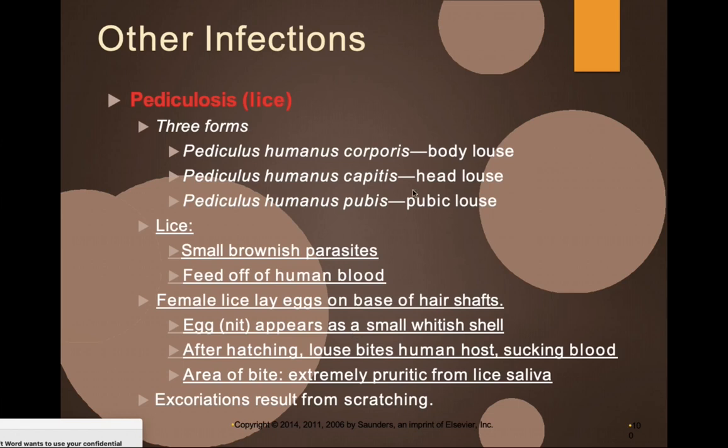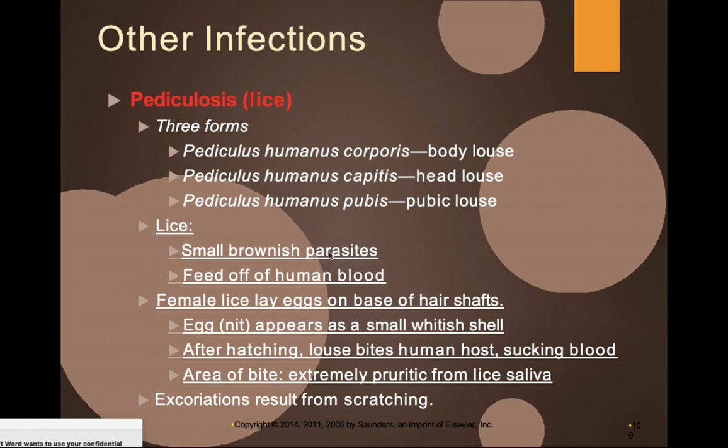Pediculosis, this is lice. There are three different forms. One can attack the body, right? There's corporis. One can affect the head, capitis, and one can affect the pubic region, pubic louse. So you can see Pediculus humanus is always in the beginning, and then corporis, capitis, or pubis for body, head, or pubic region. So this is lice.